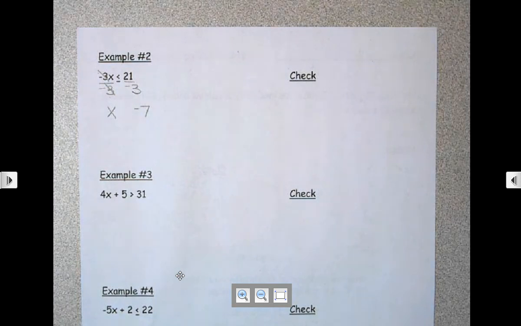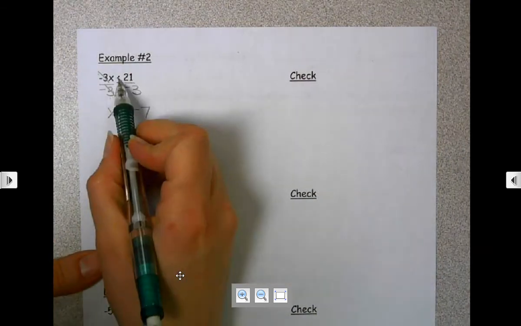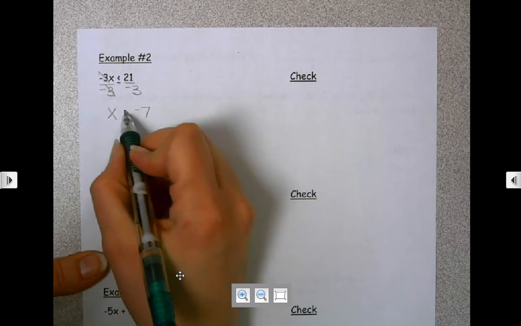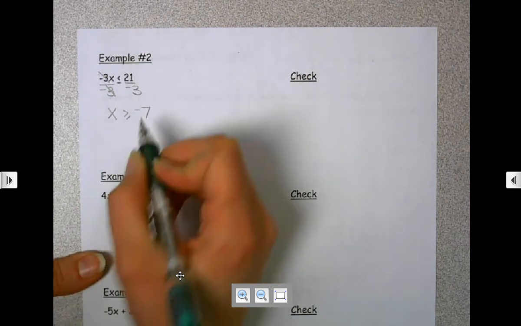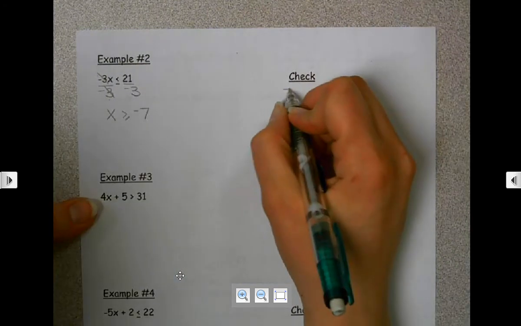Now, this is where it becomes tricky. Because we multiplied or divided by a negative number, we need to reverse the direction of the inequality. So instead of having a less than or equal to, we are going to have a greater than or equal to symbol. We're going to go ahead and check.